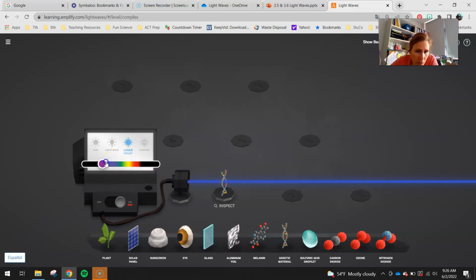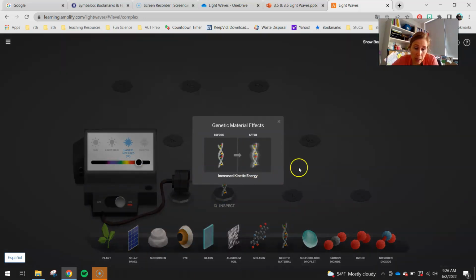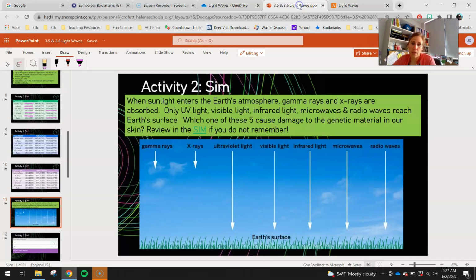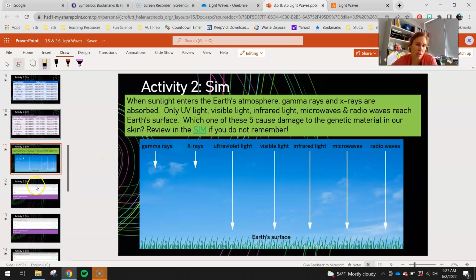Now let's change it to, let's see here, where is ultraviolet? Let's just do visible light, inspect, no change. Then infrared, inspect. We're going to increase the kinetic energy, but no damage. Then microwave, inspect, no change. Radio waves, inspect, no change. So the only one that actually damaged the DNA was the ultraviolet light. We just did this to see which one of these 5 caused damage to genetic material. From here on out, we're going to focus on the UV light, which we already knew was what causes damage.